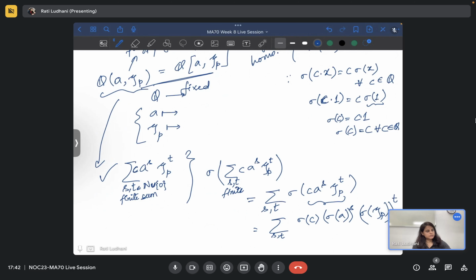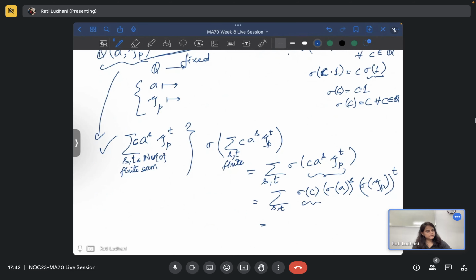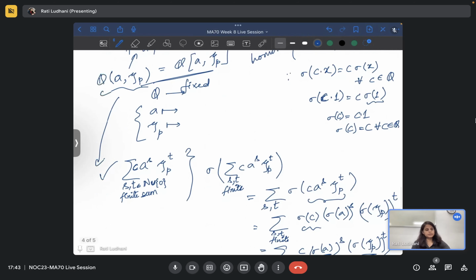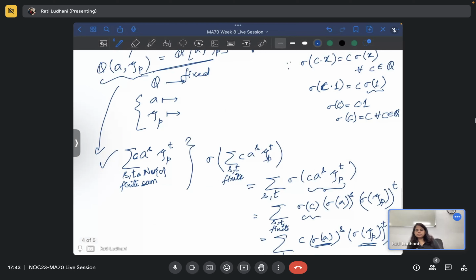You have this. Now you know that sigma c is just c. Again, these are all finite sums. So sigma a raised to power s and sigma zeta p raised to power t. So what is the upshot of this? We just need where a is mapping and where zeta p is mapping. If we know the information over generators, we can get the value for every element. We know where q is mapping, we just need to find where a and zeta p are mapping.